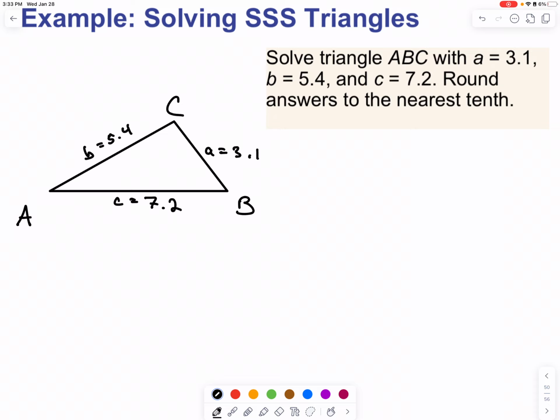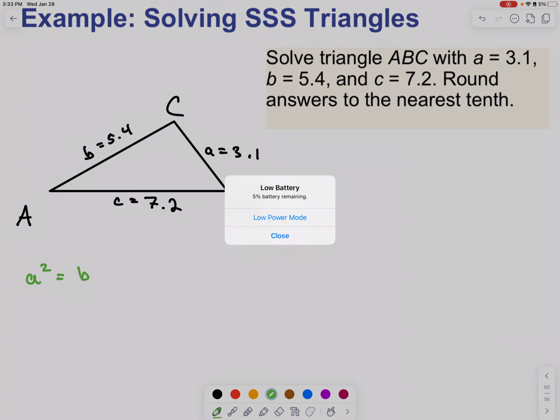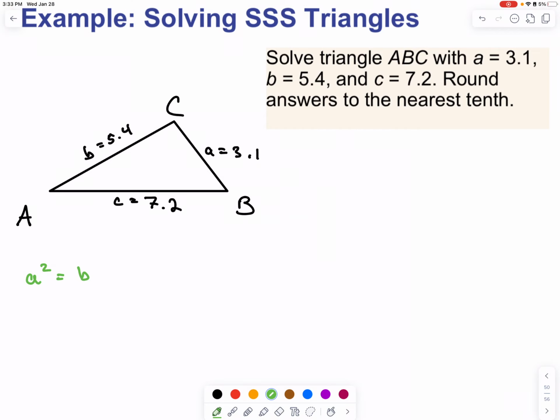So let's try the law of cosines to find angle A. So from the law of cosines, we'll have A squared equals B squared. Oh no. Everything is dying. We're almost there. I'm trying to finish. Oh, we are down to the wire. I'm going to just watch that battery. A squared equals B squared plus C squared minus 2BC times the cosine of angle A. Okay, let's plug in.